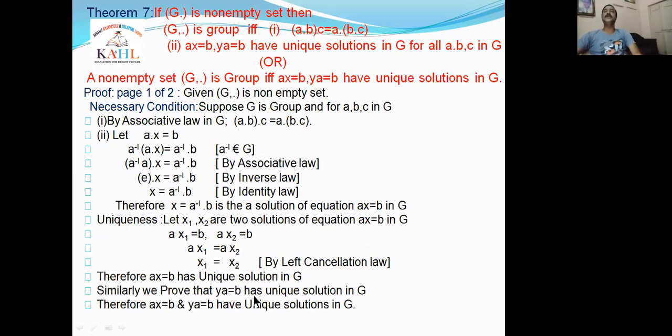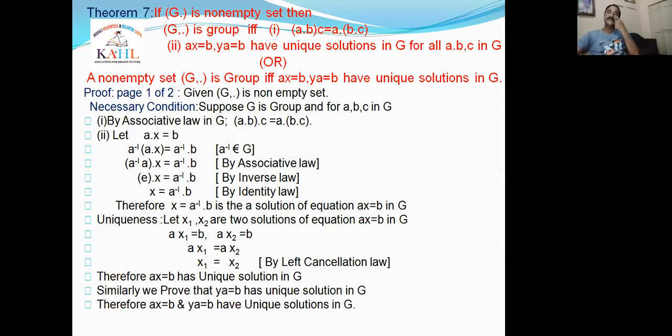Similarly, we prove that ya = b has a unique solution in G. All the students have to complete this other equation. By taking this other equation, you have to prove that it has a unique solution, similarly as done for the ax = b equation. Okay, students. Therefore, we say that ax = b and ya = b have unique solutions in G. The necessary condition is over.